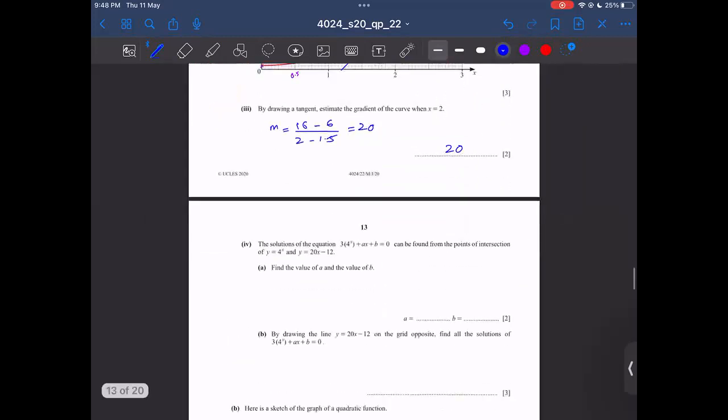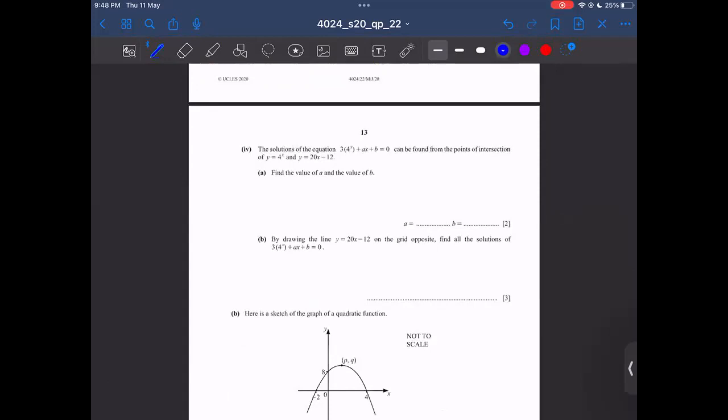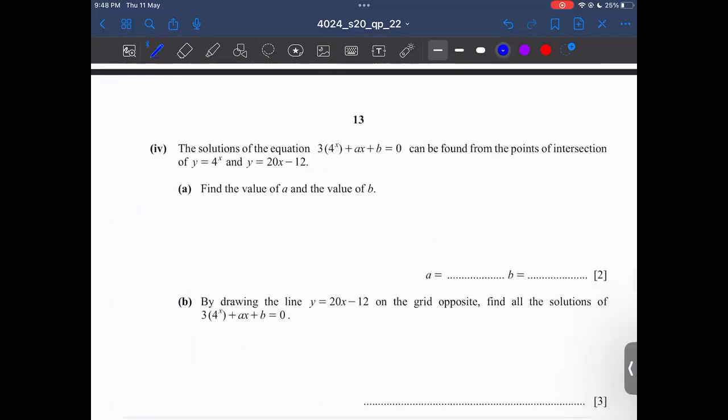Now, let's just move on to the question. It says the solution of the equation 3 into 4 power x plus ax plus b can be found from the point of intersection of y equal to 4 power x, y equal to 20x minus 12. Find the value of a and b. This equation will give the point of intersection of the two graphs, y equal to 4 power x and y equal to 20x minus 12.